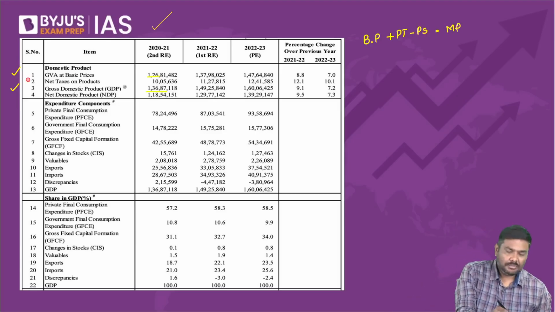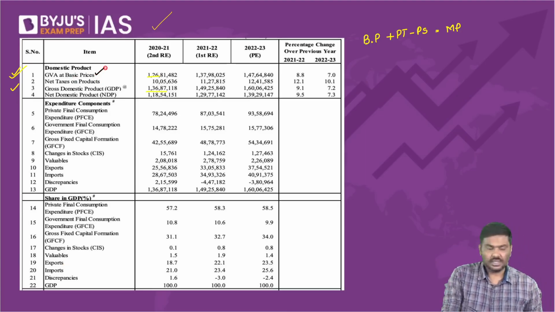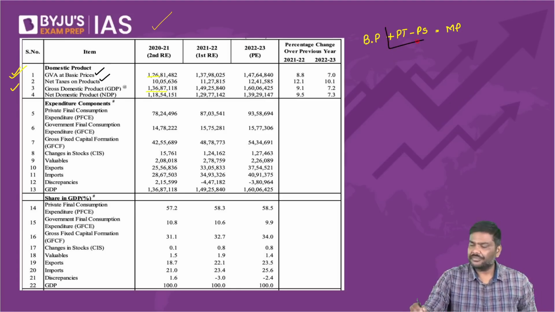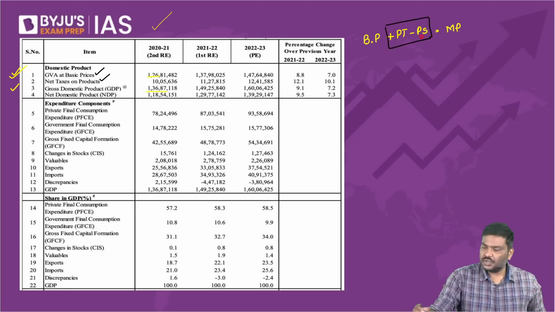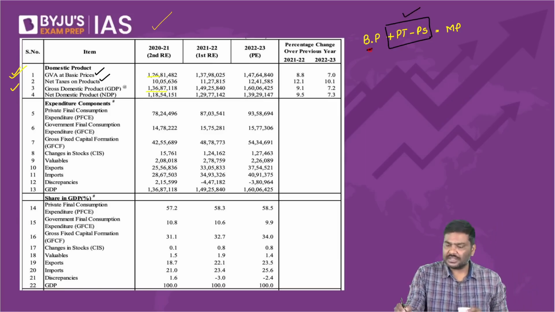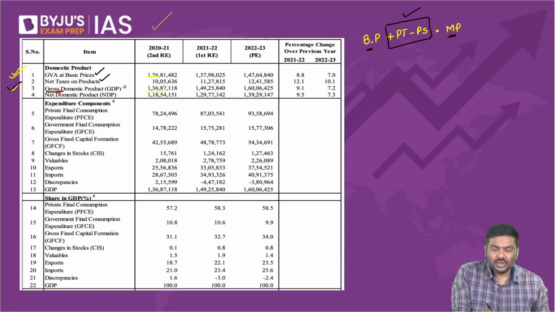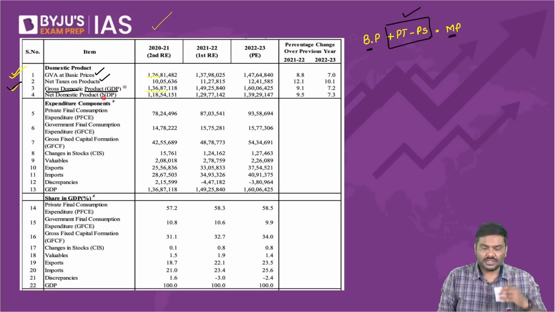Now see, point number one, GVA at basic prices. Just observe, do not buy heart. GVA at basic prices. Net taxes on products. Net taxes means this component: the product taxes minus product subsidies. Once you adjust for these components to basic prices, what will you get? Market prices. Look at point number 3, gross domestic product.